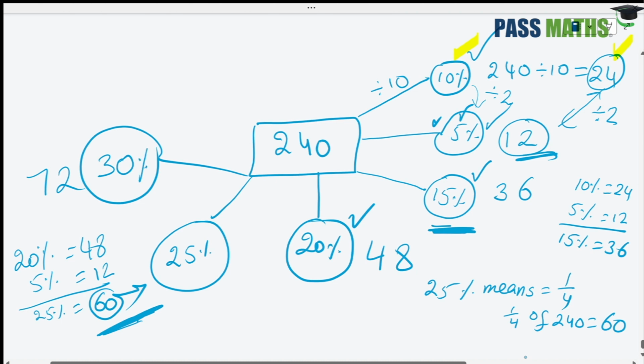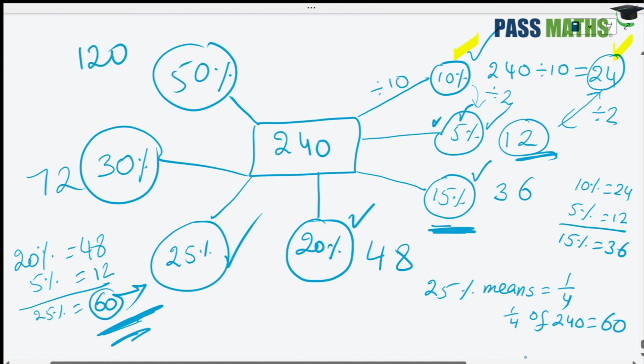Then comes 50%. 50% again, you can do in many different ways. You can double 25%, which is 60, to get 120. Or you can work out 10%, which is 24, and multiply it by 5. That gives you 120. It depends how you want to work it out.